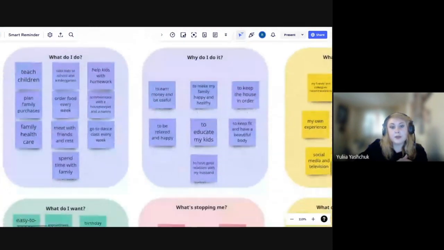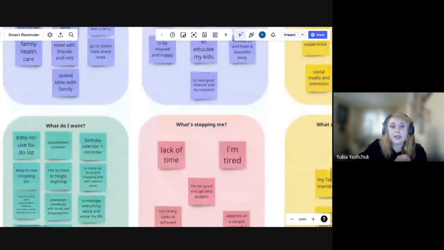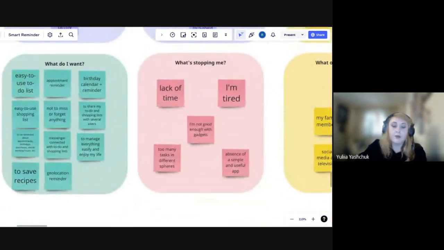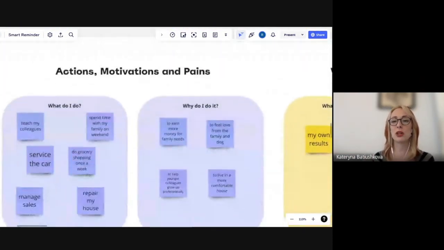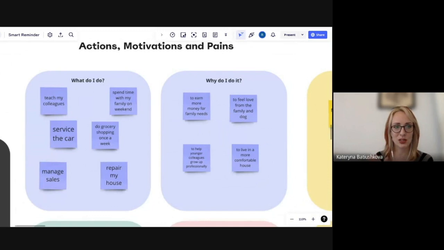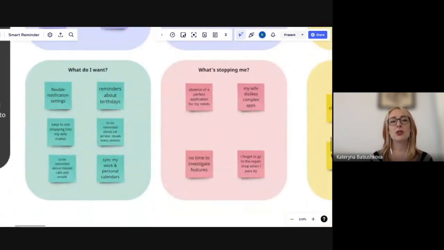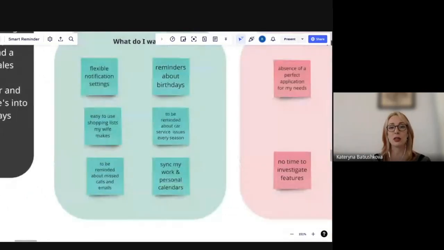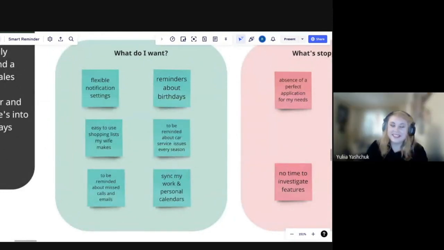While doing the research, we saw that the answers are very, very different for each persona. This helps us to cover all cases in our future app. Now I will describe only one aspect because there is too much information for each persona. For example, the businessman. He services his car and does grocery shopping once a week. And he wants to be reminded about car service when he passes near it. And he needs an easy and editable shopping list from his wife. But his wife dislikes difficult apps. Like most of us.